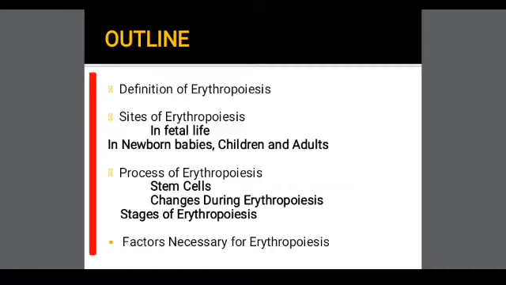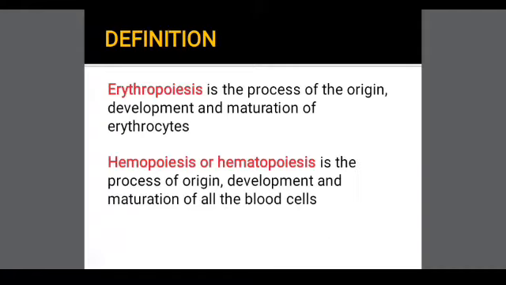We want to look at how it develops from the stem cell level. We want to look at the changes that occur during erythropoiesis, the changes that occur on the cell, and then also look at the different stages of erythropoiesis. Then we're also going to look at the factors necessary for erythropoiesis to take place. So erythropoiesis is the process of the origin, development, and maturation of erythrocytes.